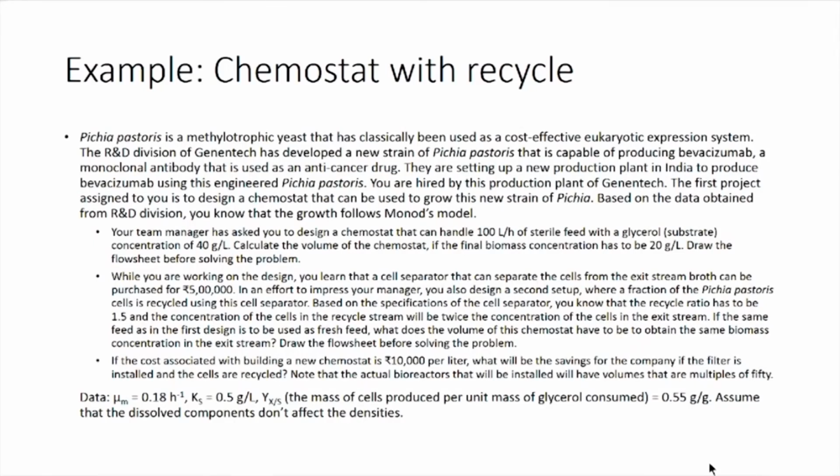Data given is mu max equals 0.18 per hour, Ks is 0.5 grams per liter and Y X/S is 0.55 grams per gram. So, you can assume that the dissolved components do not affect the densities. Now that all the information is available to you in the problem, let us first start with drawing the flow sheet. For the first system, it is quite simple.